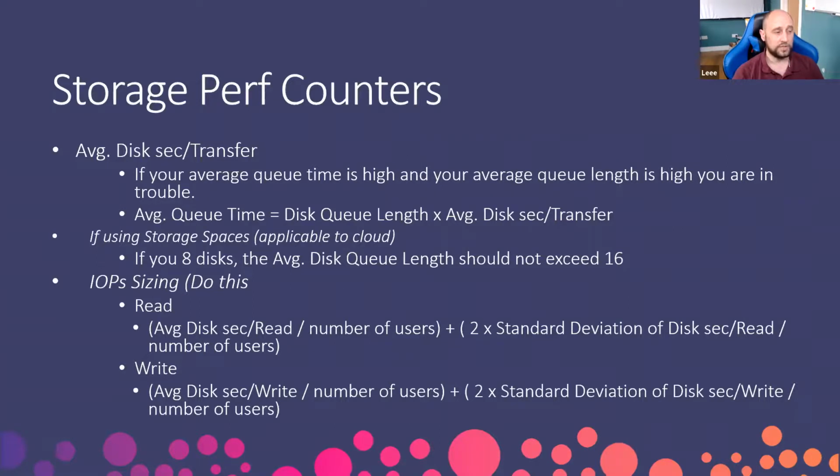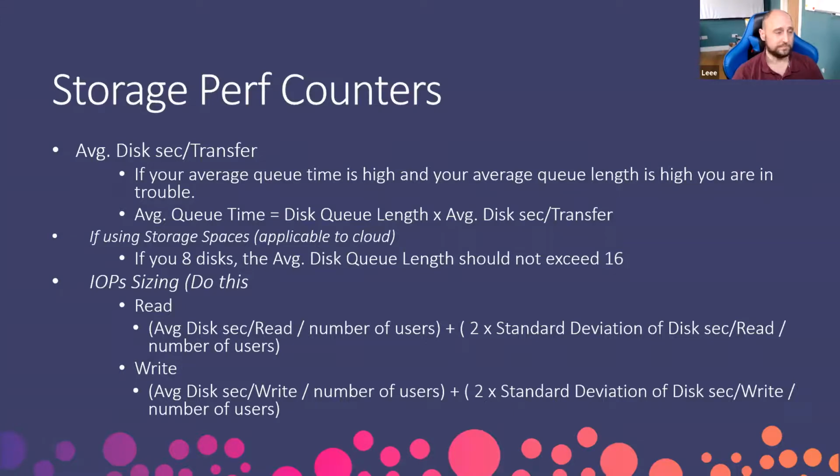So for IOPS sizing, take your average disk reads per second divided by the number of users you performed the test with, and then add 2 times the standard deviation of disk reads a second divided by the number of users. That should give you an IOPS calculation per user for your reads and your writes. And then you can scale your storage solution as it needs to be.